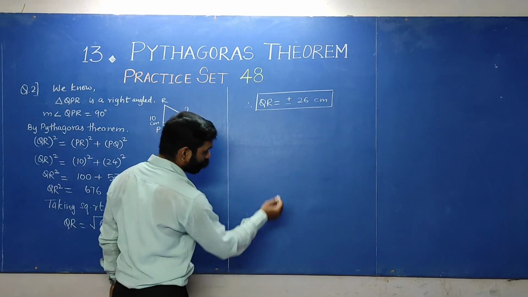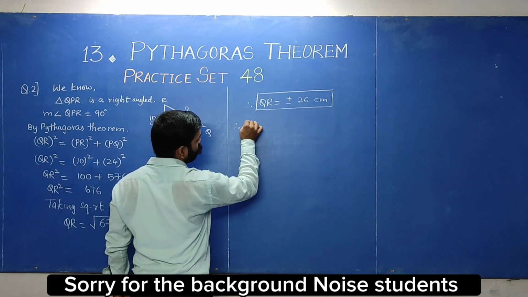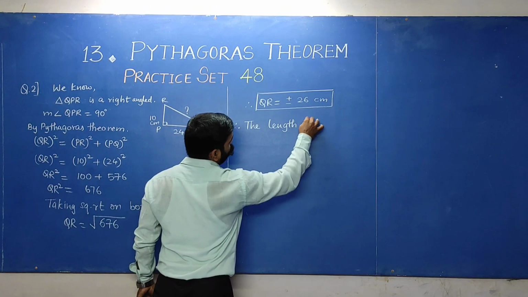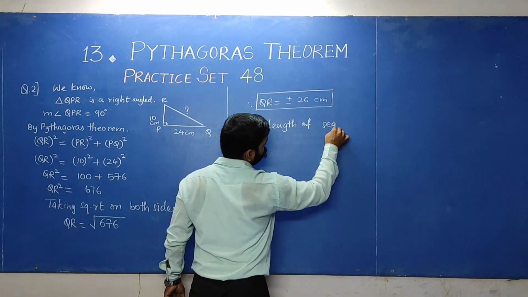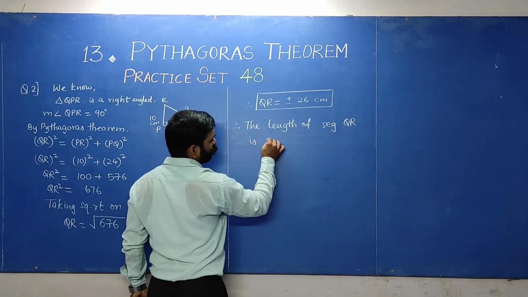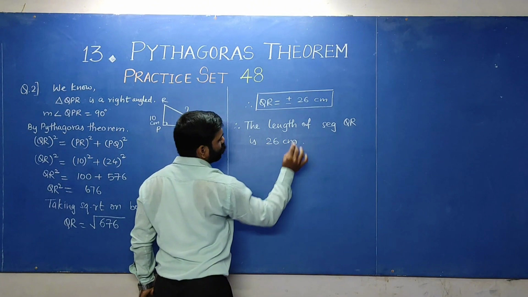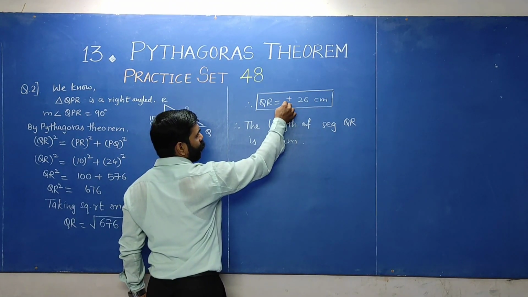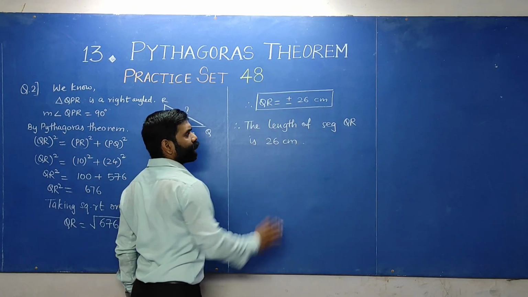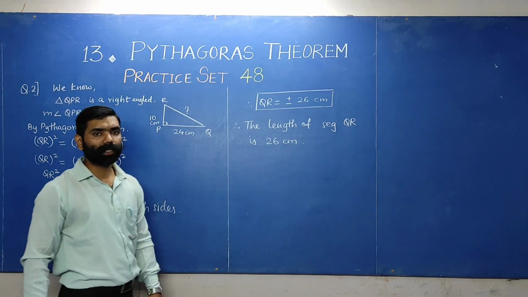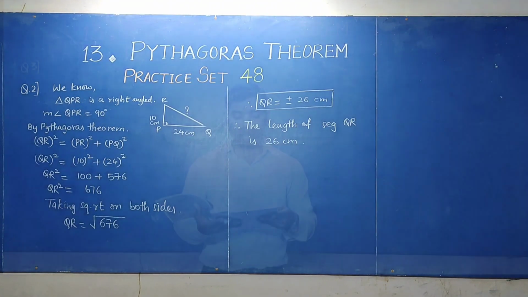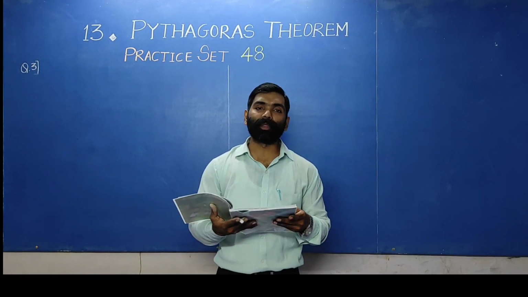So the length of segment QR is 26 centimeter. We are eliminating minus 26 here. Okay, students, this way we have completed the question. Take the screenshot. Okay, students, let's see question number 3.